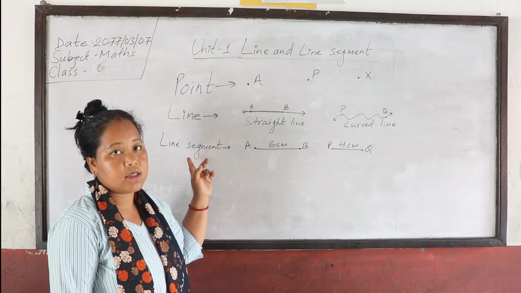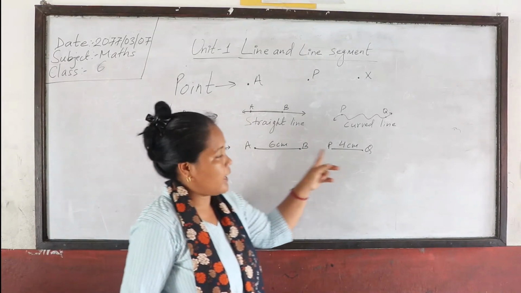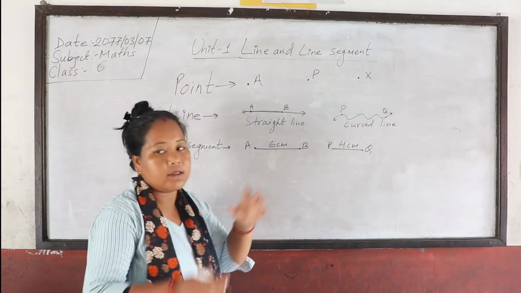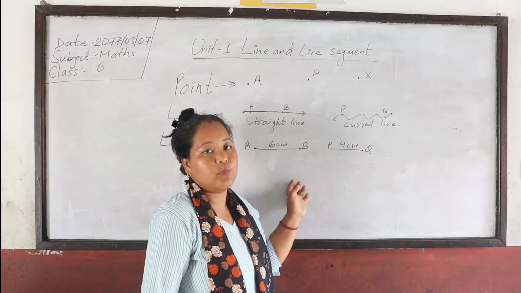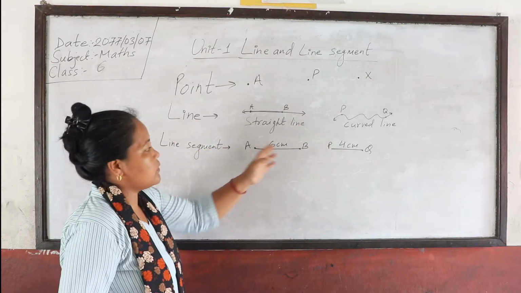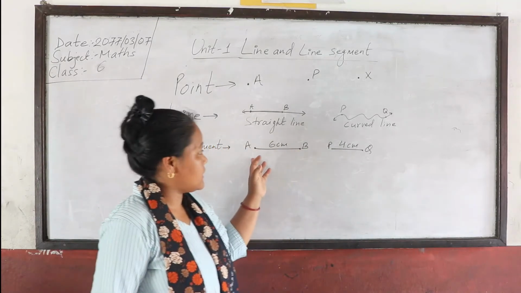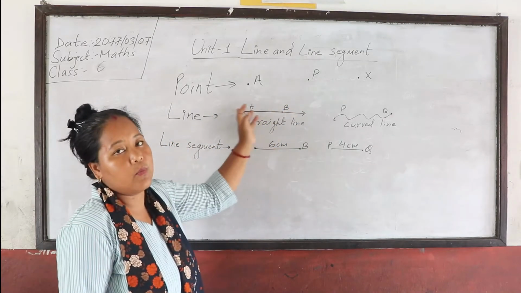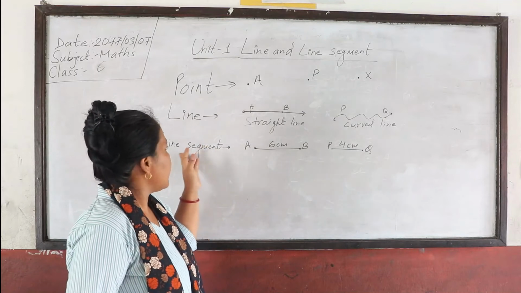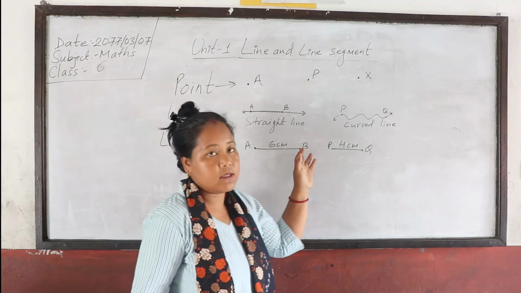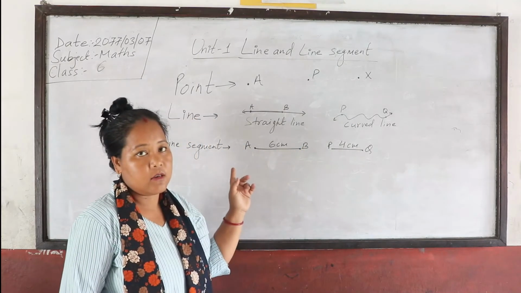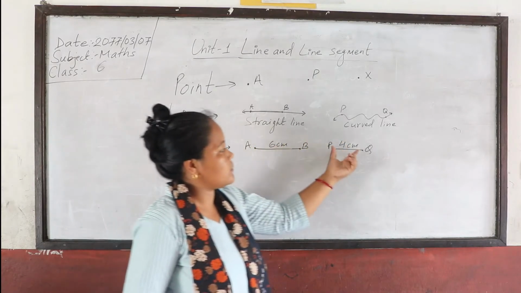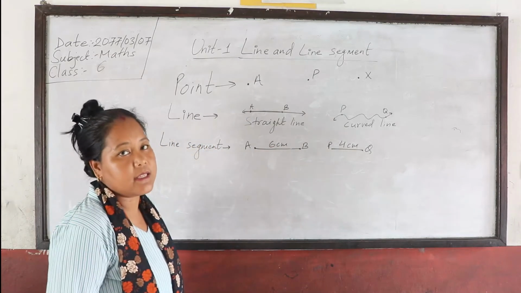Okay students, line segments have a particular measurement, they have endpoints, and they cannot be extended on both sides. A line we can extend, we can produce in both directions. A line segment we can't extend in both directions. They have a fixed measurement. They are called line segments.